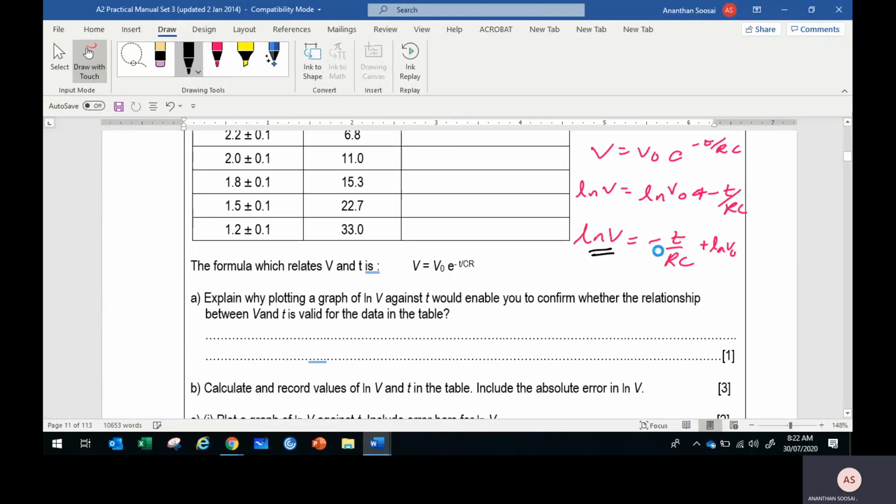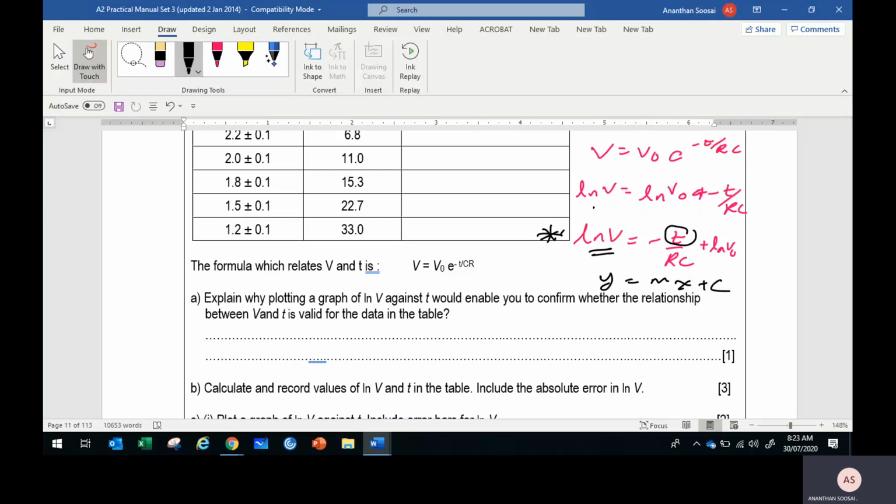By plotting ln V versus t, compare with y equals mx plus c. So what is the gradient? Negative 1 over RC. And the y-intercept is ln V naught. So how do you write it at the bottom? You show the final appearance of the equation, with no need to show the entire derivation. You write ln V equals negative t over RC plus ln V naught.